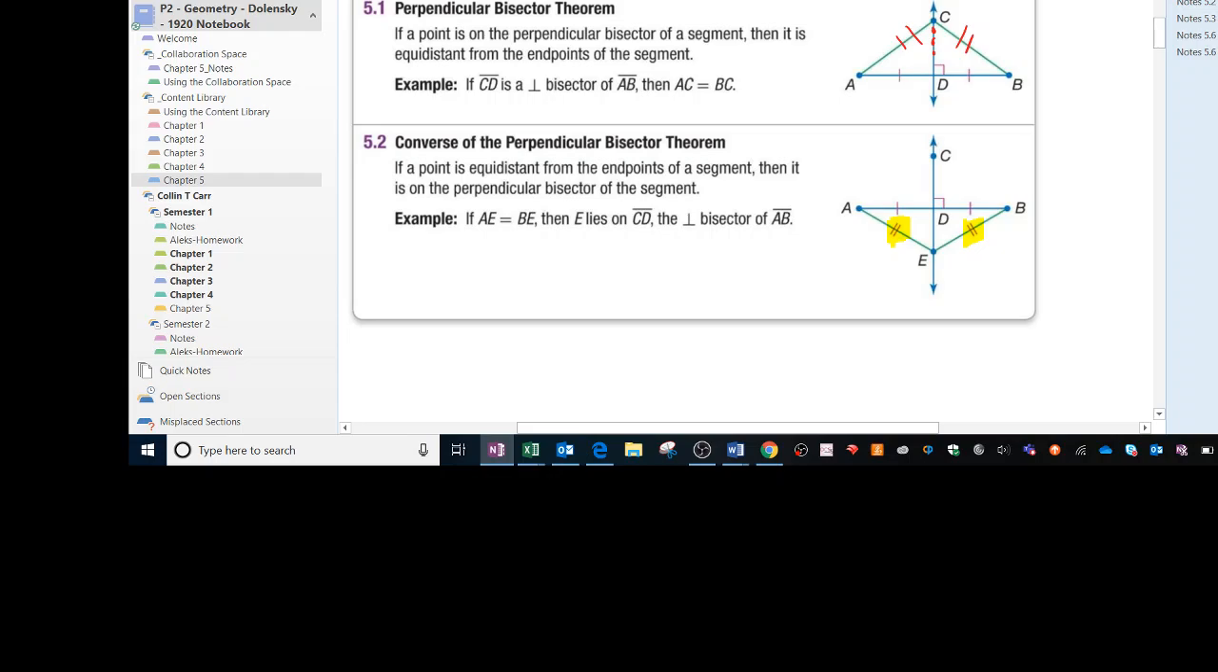So if you have an isosceles triangle, then with the converse, that vertex E is on that line, it becomes a perpendicular bisector. And on 5.1, which is a perpendicular bisector, if you have it, then any point that is on that line tells you that those two sides are congruent. Okay?